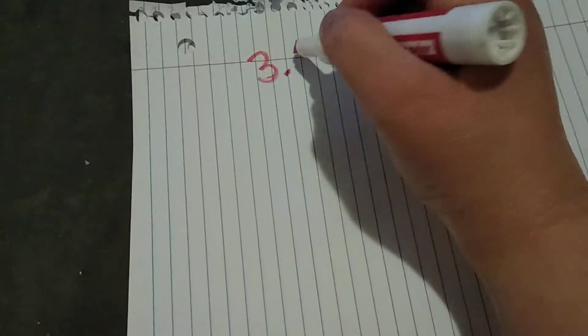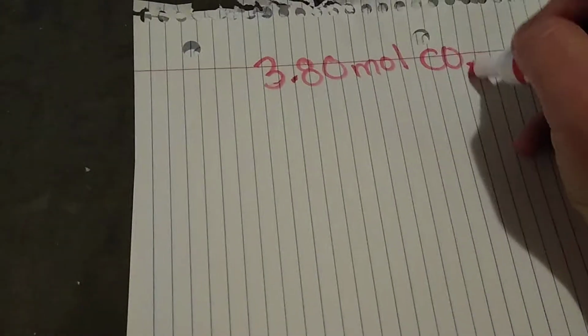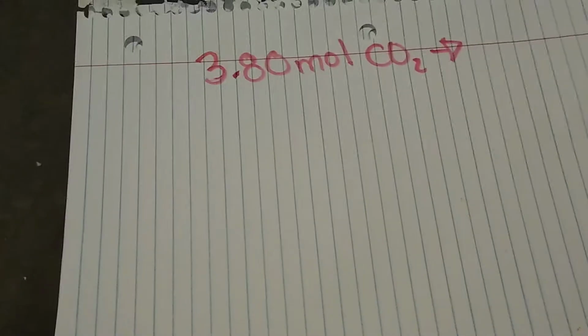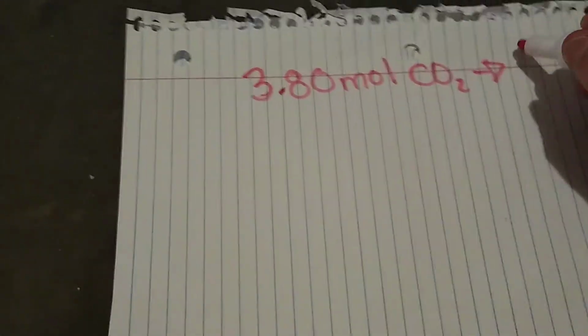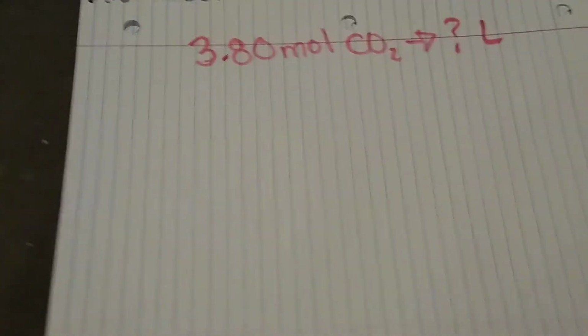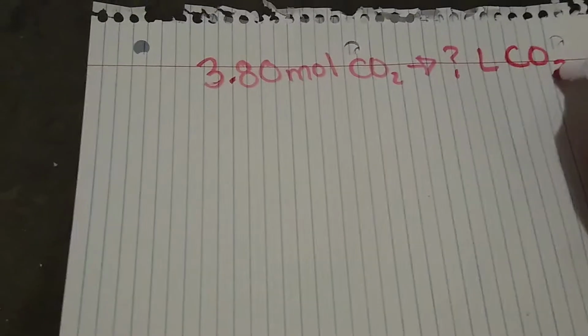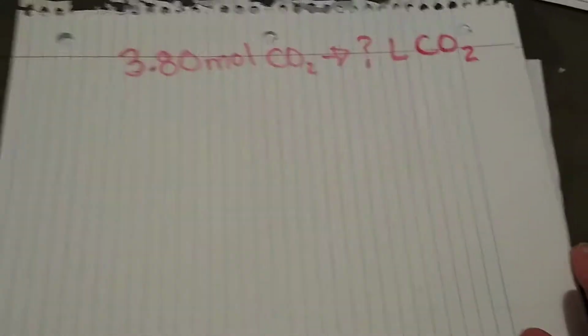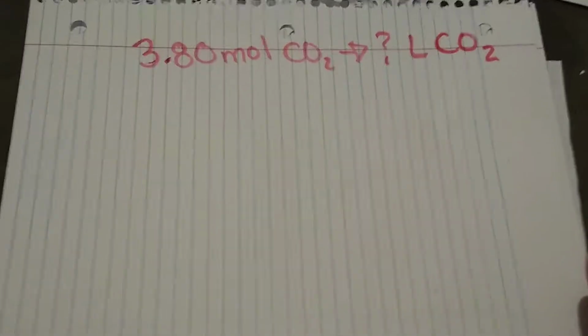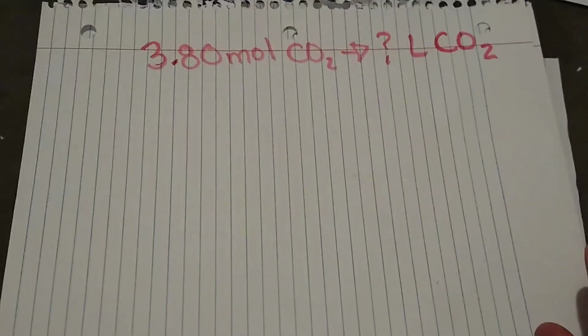So what I have is 3.80 moles of CO2. And what I want is how many liters, okay? And we typically always write down the compound because we want to know what it is that we're looking for. And this becomes important when we're talking about things for chemical equations, which we'll get into later.